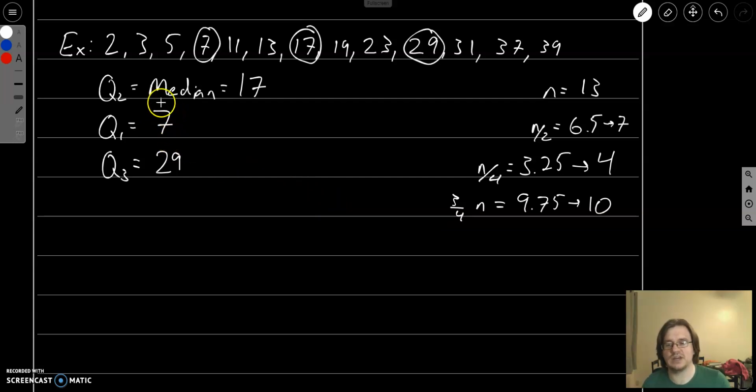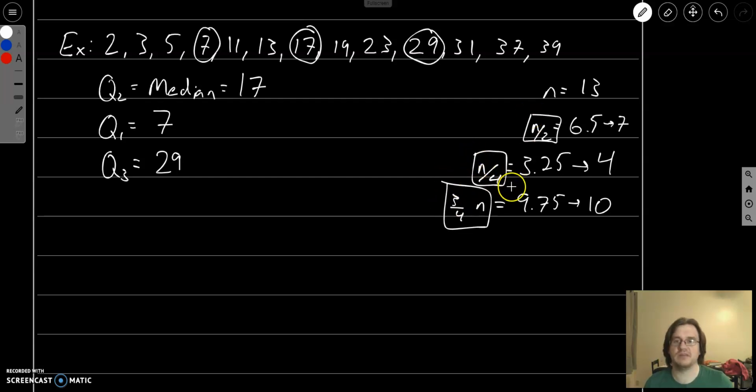So the first quartile is 7. That will separate about 25% of the data from the rest. The second quartile is 17. That will separate 50% of the data from the rest. And the third quartile is 29, which will separate 75% of the data from the rest. Again, we're just looking at half of the data, 1/4 of the data, and 3/4 of the data to find the quartiles.